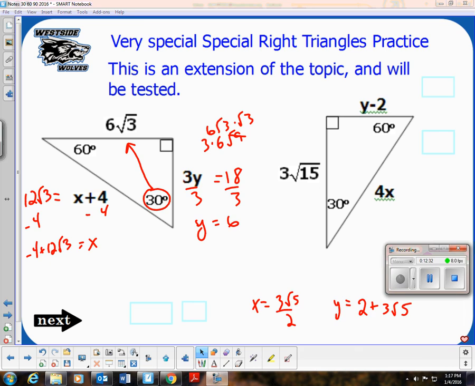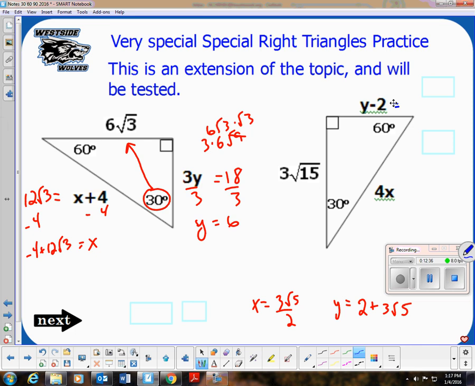All right, so here's your answer for x and y. When you get ready to work these, remember that this should have been equal to 3 square root of 5, and this one should have been equal to 6 square root of 5. All right, if you have problems with that. And that's the end of this lesson.